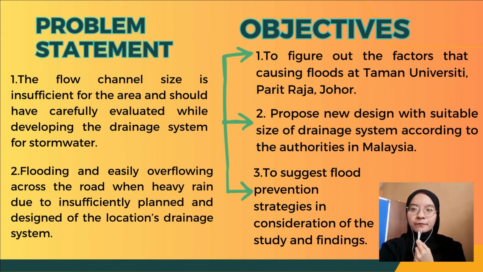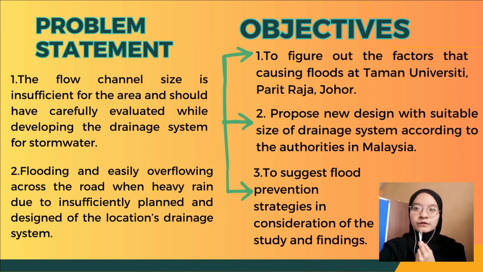Next is the problem statement of our project. There are two problem statements. First, the flow channel size is insufficient for the area and should have been carefully evaluated while developing the drainage system for stormwater. Second, flooding and easily overflowing across the road during heavy rain, due to insufficiently planned and designed drainage system at the location.